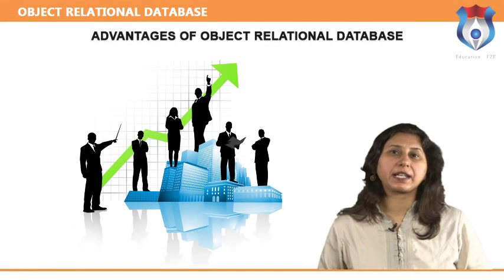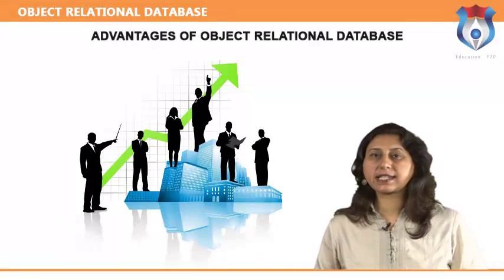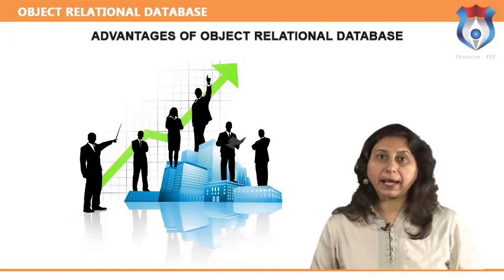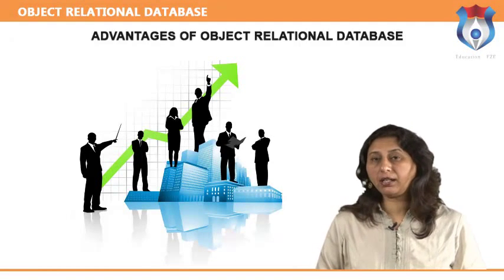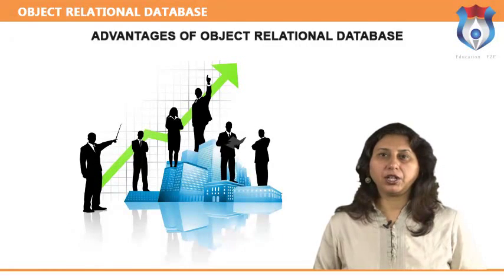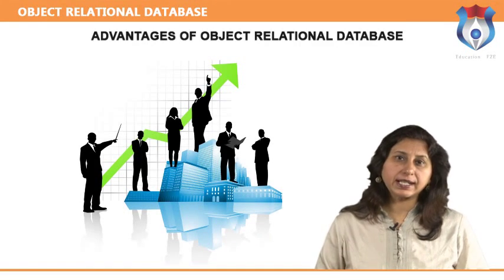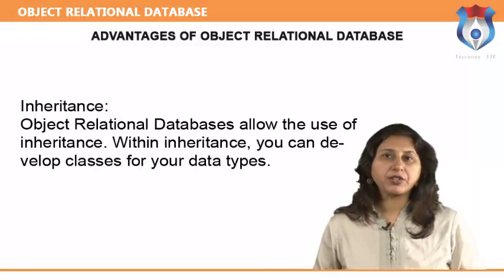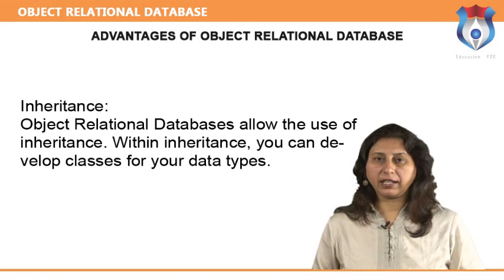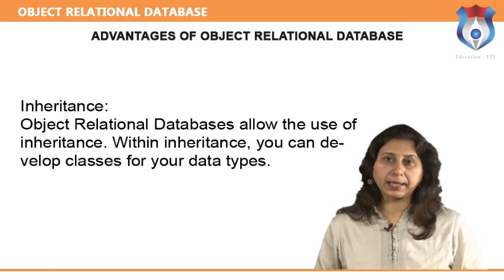Complex data types can combine characteristics of data types that already exist in your database. You can specify data types by the text you wish to contain or by the amount of bytes used to create it. User-defined data types can be opaque or distinctive. Object relational databases allow the use of inheritance. Within inheritance, you can develop classes for your data types.